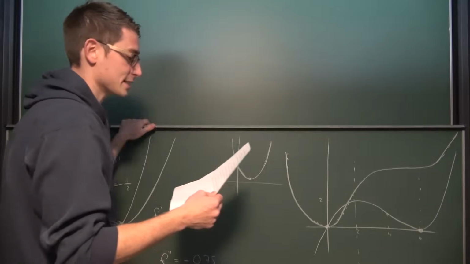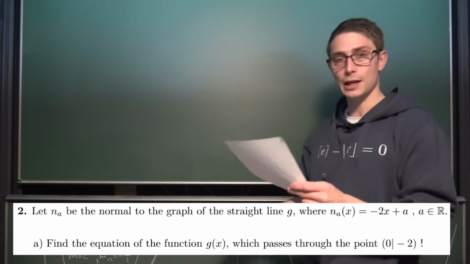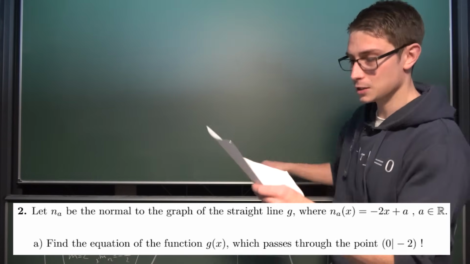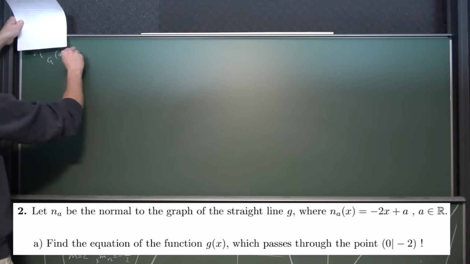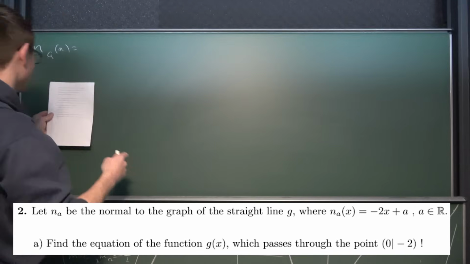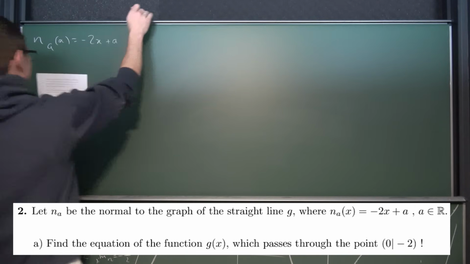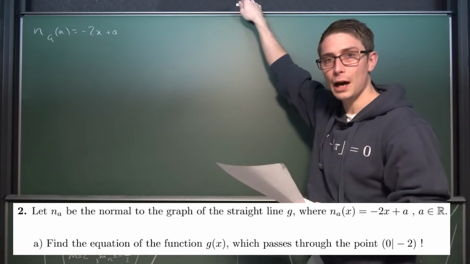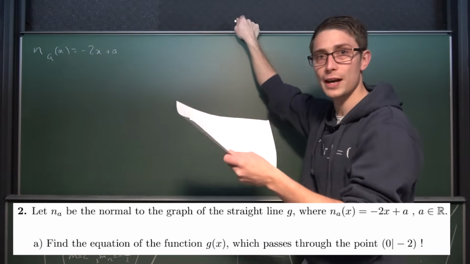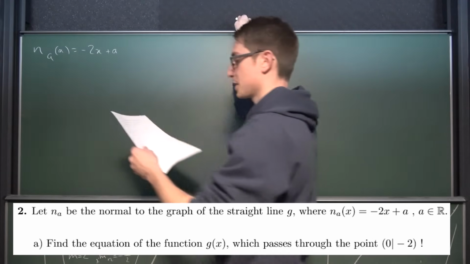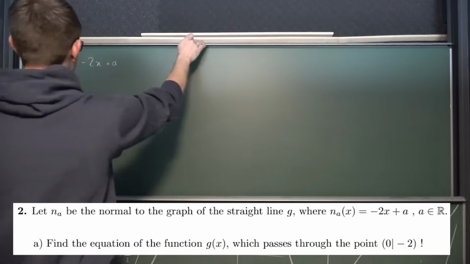And now for the last exercise. We have the normal on a straight line given. And the normal function here is going to be n_a of x being equal to, that's the only part where you really need to calculate on this exam, negative 2x plus a, where a is an element of the real numbers. And now we need to find the equation of the function g of x, which is a straight line. g of x is the line where our normal is set on, which passes through the points 0 and negative 2. Now let us do this.